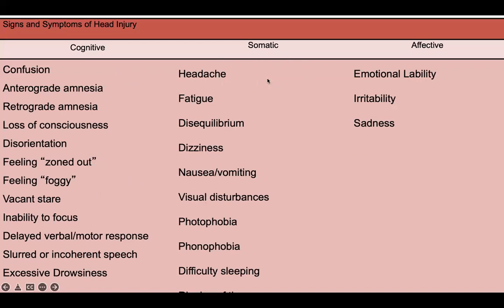And sometimes they get emotional lability. Their close relatives, or their wife or their brother, will tell you that anytime you ask him something or he can't remember anything, he has outbursts. And sometimes they go into depression.